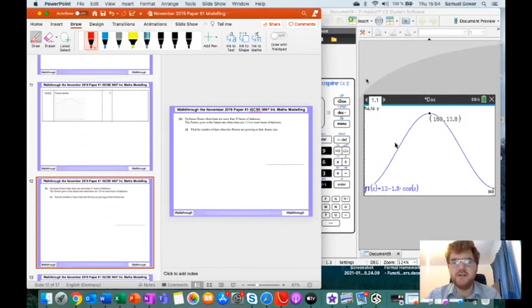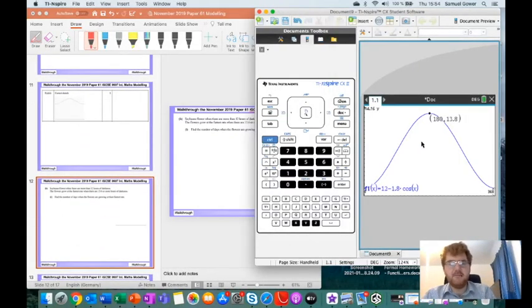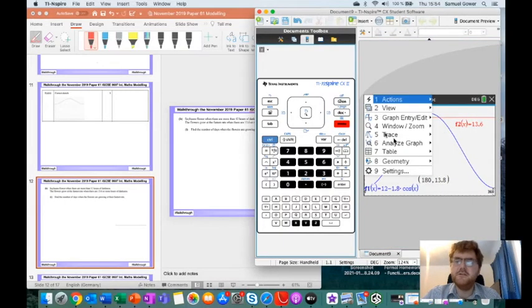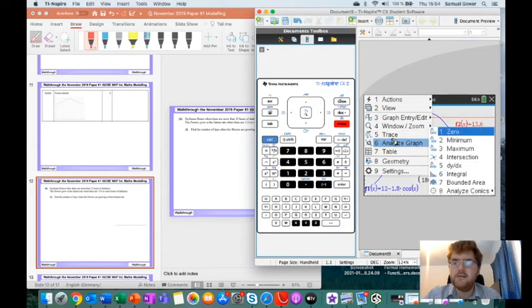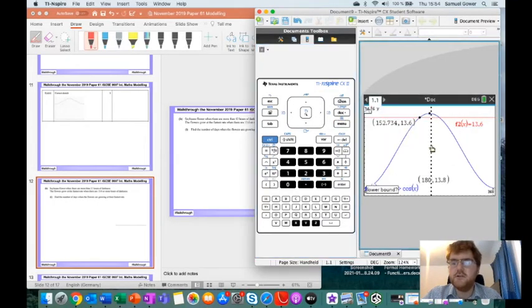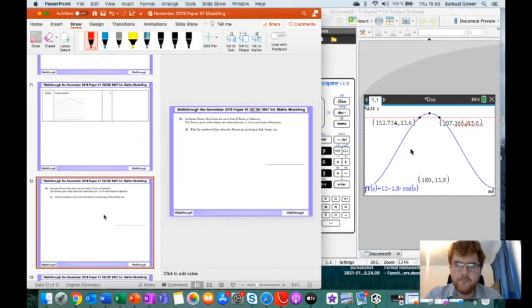So we go back to our GDC. We're going to press the tab button, which allows us to create a new function. We type in 13.6, and you'll see it crosses the graph at 2 points. I'm going to move this maximum out of the way for the moment, and I'm going to find the two intersection points. Number 1. We'll move that to the side so you can see what's going on clearly, and then analyze graph. Intersection number 2, and you'll see these two values. So let's write those down.